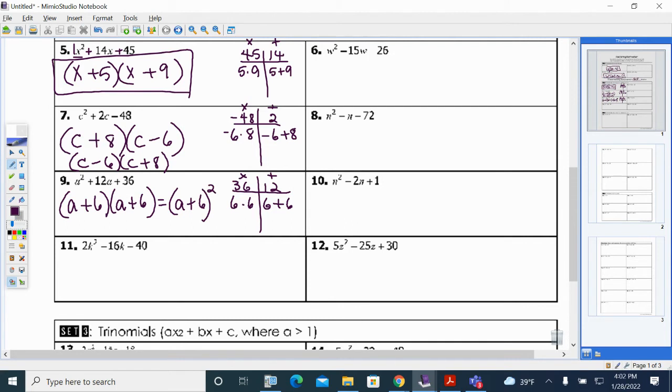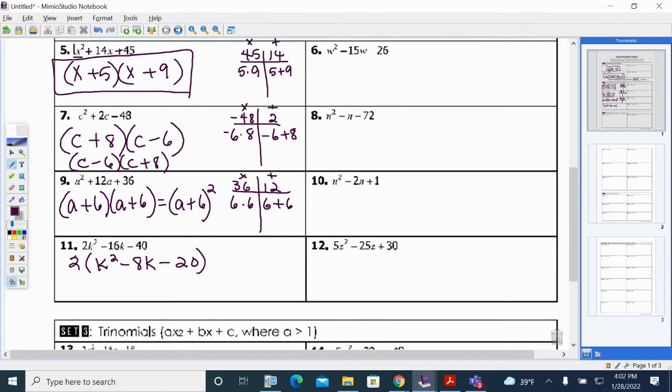Or you could write this as a plus 6 squared. Number 11. There is a GCF on number 11, and we're going to factor out the greatest common factor, and it is a 2. So divide a 2 out. 2k squared divided by 2 is just k squared. Minus 16k divided by 2 is going to be minus 8k. And then negative 40 divided by 2 is negative 20.